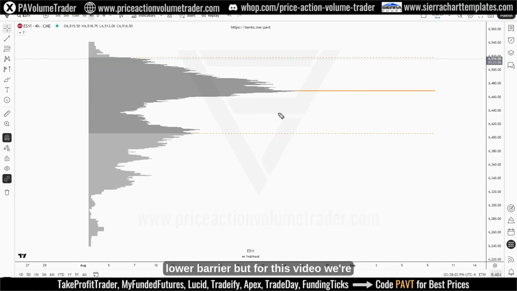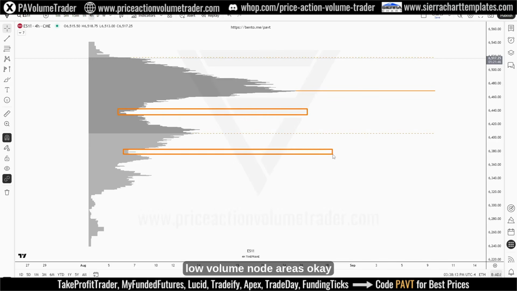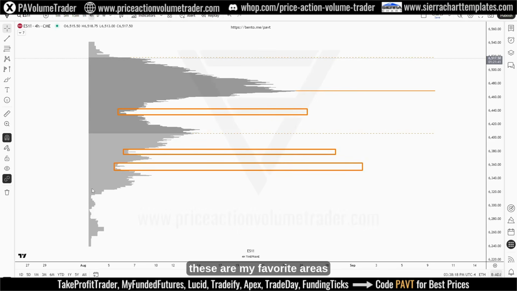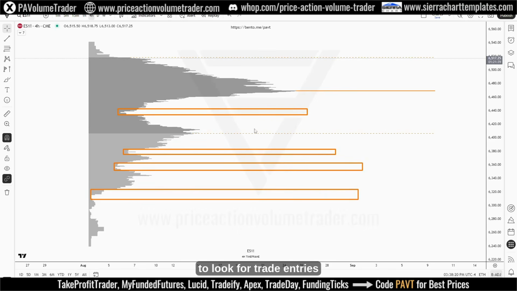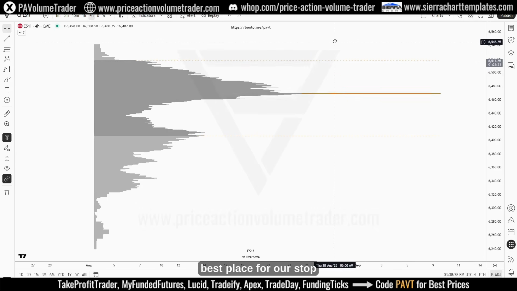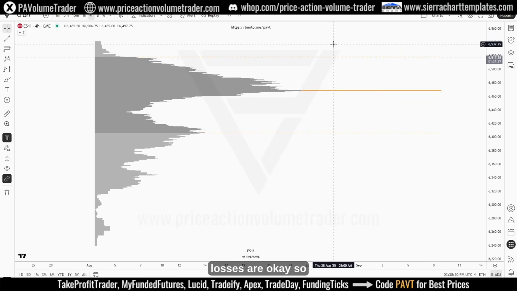But for this video, we're only going to focus on one element of the volume profile, and that is the low volume node areas. I've already talked about how these are my favorite areas to look for trade entries, but this is also going to help us determine the best place for our stop losses.